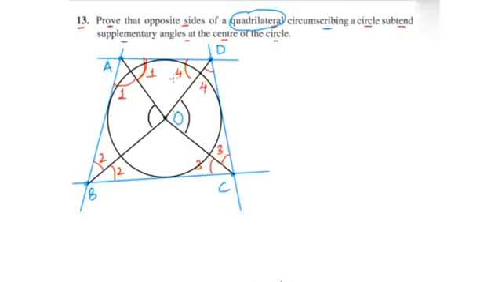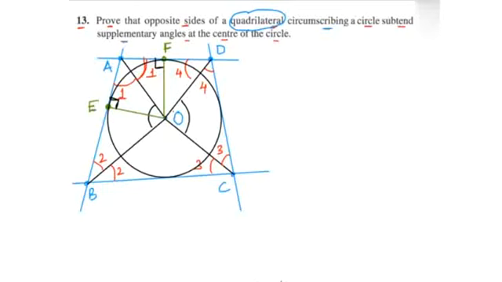But why will this be true? Why will, for example, OA bisect the angle at A? Well, it's actually quite easy to show. If you take the points of contact of AB and AD with the circle. So let's take this point here, where AB touches the circle as E and where AD touches the circle as F. And if you join OE and OF, then OE will be perpendicular to AB, so this angle will be 90, and OF will be perpendicular to AD, so this angle will be 90.